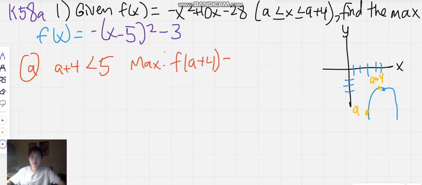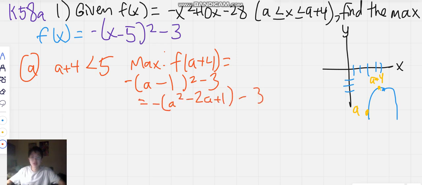And if you plug f of a plus 4 into the vertex function, I'll get negative (a plus 4 minus 5) squared minus 3. This simplifies to minus 1. And then that's going to be equal to negative a squared minus 2a plus 1 minus 3. Distribute the negative, which will be equal to negative a squared plus 2a minus 1 minus 3. This is equal to negative 4.